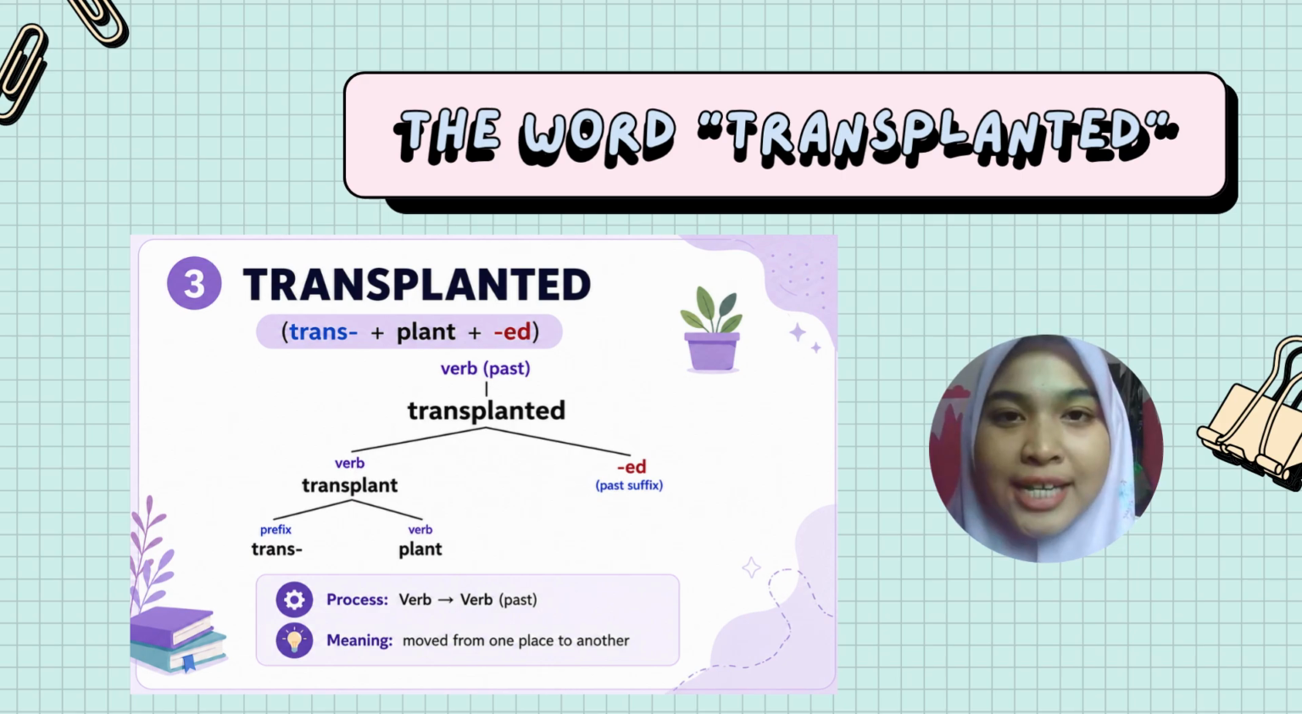The next word is transplanted. This word consists of three morphemes: trans, plant, and ed. The prefix trans means across or from one place to another. The root plant is a verb. When combined, they form transplant, which means to move something from one place to another. Then, the suffix ed is added to indicate past tense. So, the process is from verb to past verb. The meaning is move from one place to another.